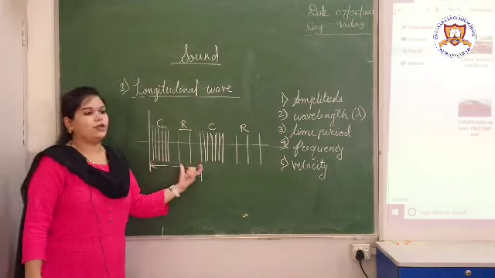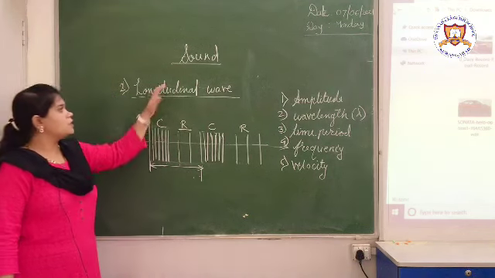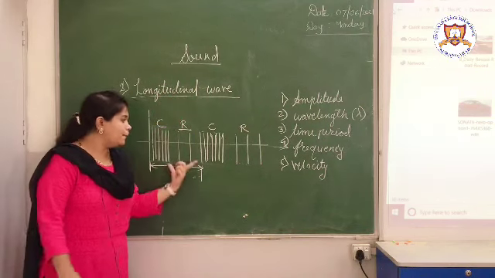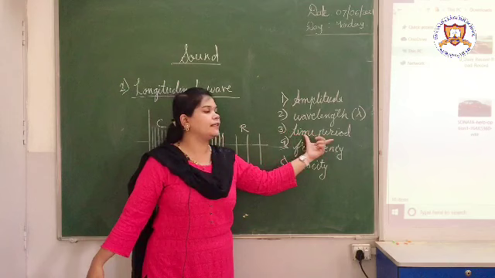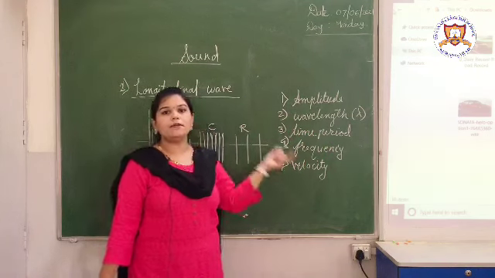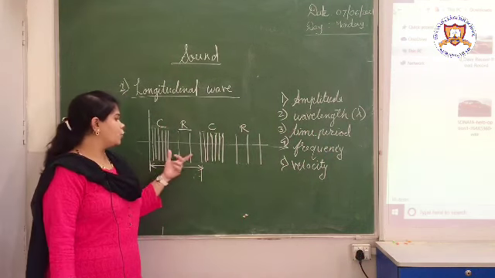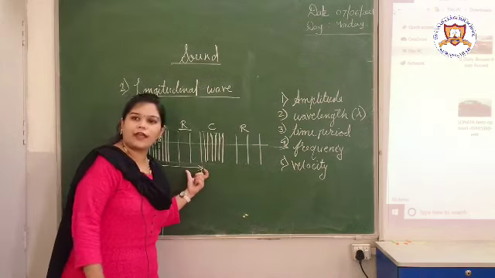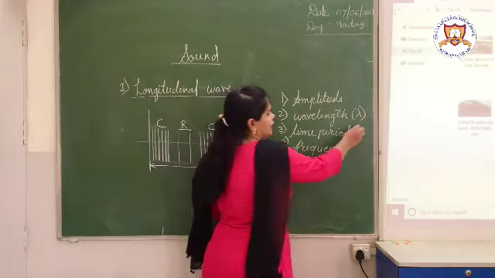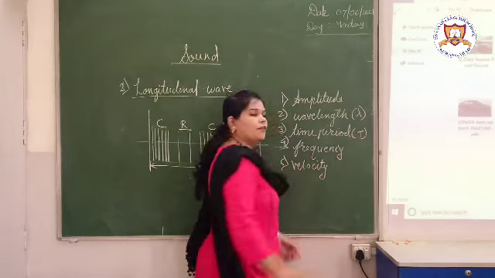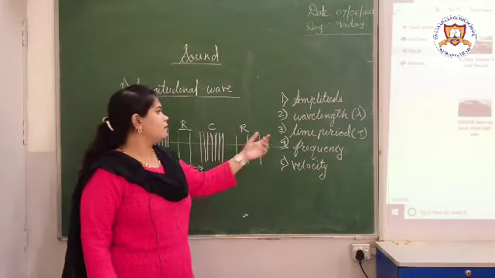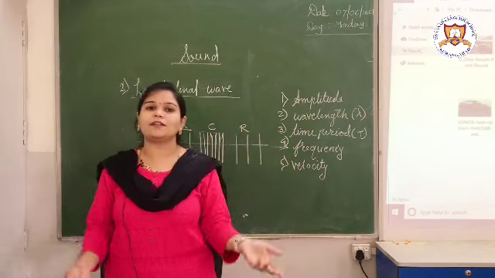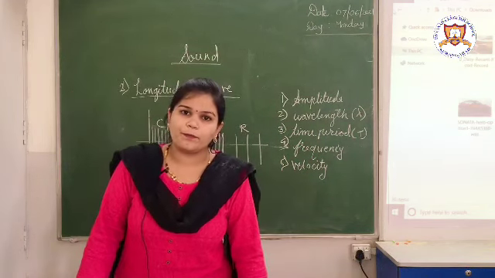One compression and one rarefaction of this longitudinal wave, or we can say sound wave, completes one cycle. The time required to complete one cycle, meaning one compression and one rarefaction, is the time period of this particular wave. Second, the frequency. On which parameter does the frequency depend?